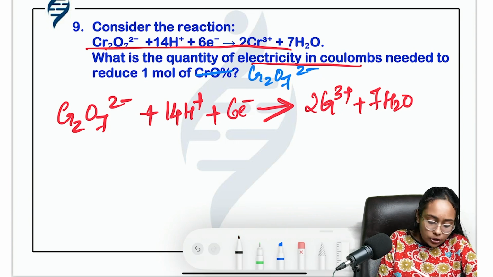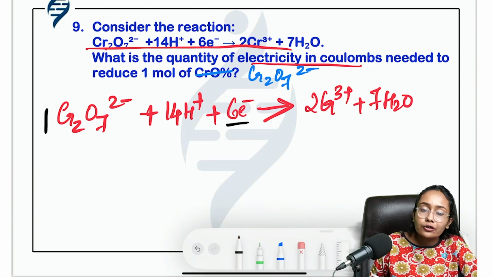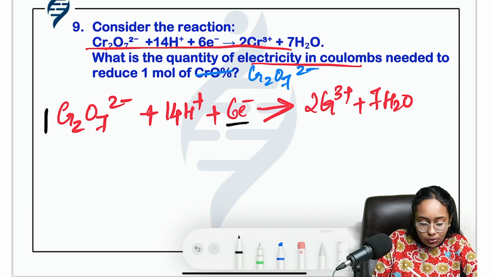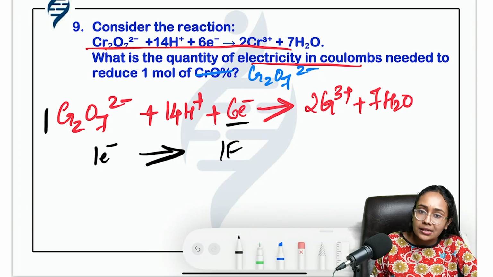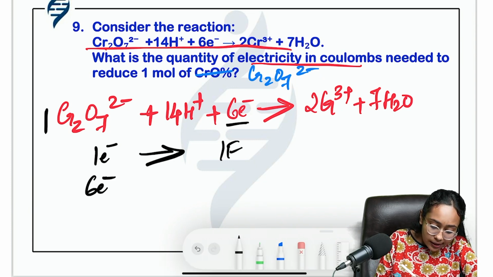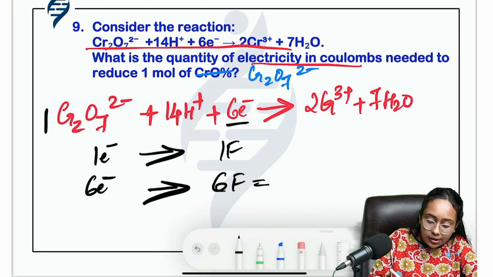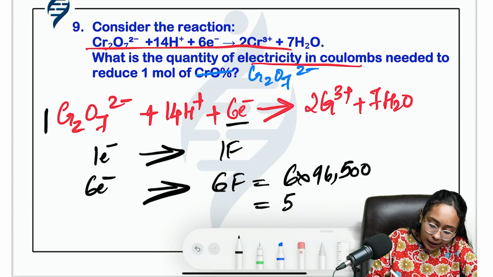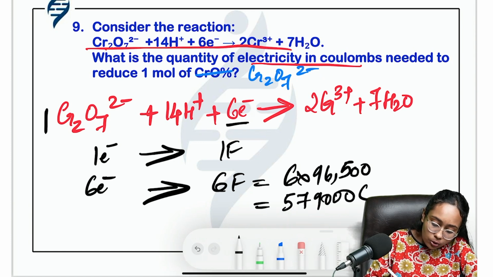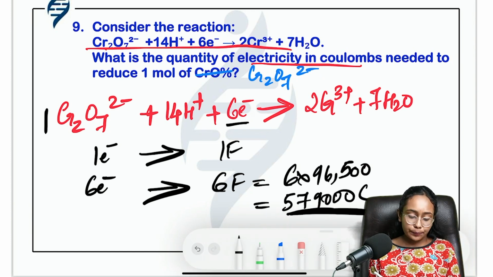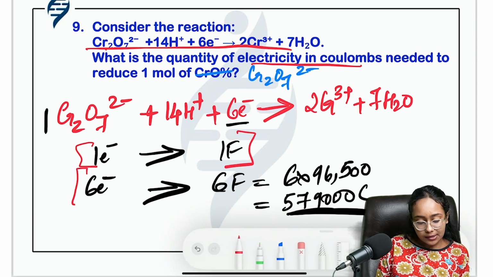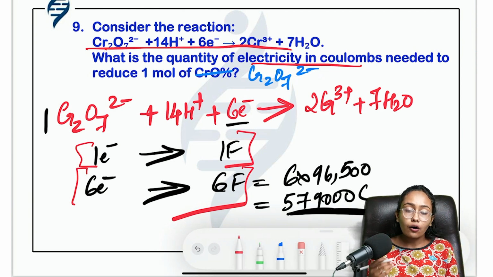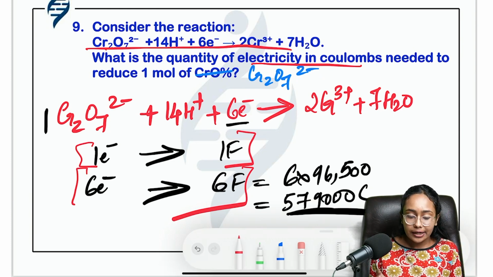As we can see in the equation, 1 mole of Cr2O7 2 minus uses 6 electrons to get reduced. If 1 electron was there, the charge would be 1 farad, 96500. As there are 6 electrons, the charge is 6 farad. That is 6 into 96500. The answer is 5,79,000 coulombs of electricity. For 1 electron, the charge is 1 farad. For 6 electrons, there will be 6 farad of charge, or electricity. 6 into 96500.